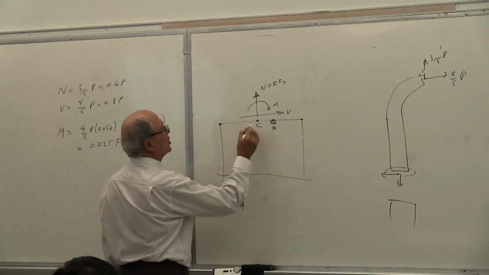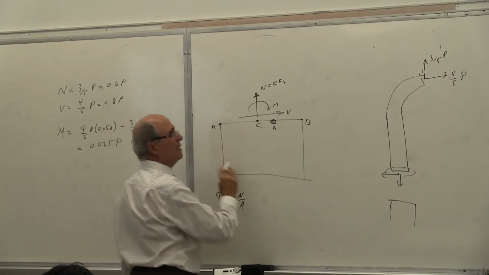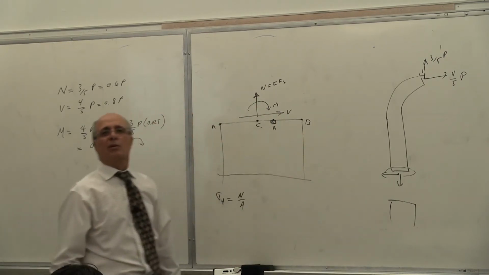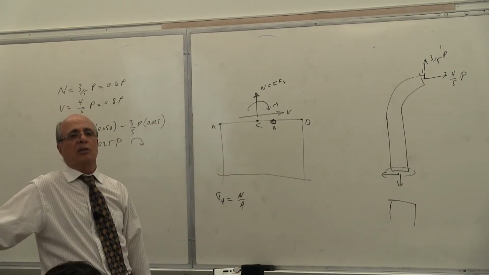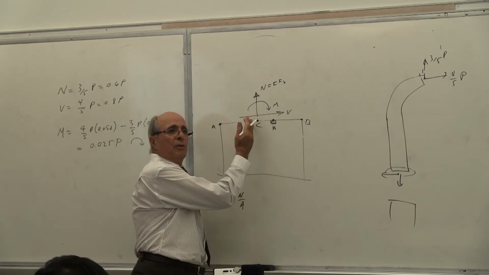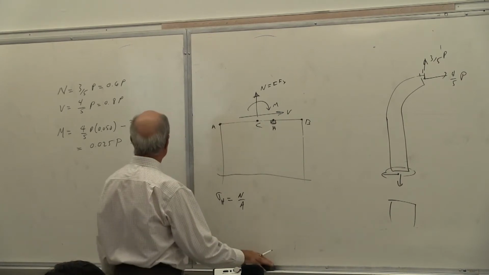Now look, H is not at this point. This is A, this is B. A is at this end. According to here, this is the tension side. This is the compression side. Everybody see what I'm talking about? Everything is measured from the centroid, the neutral axis. That's another question that's very, very bothersome.